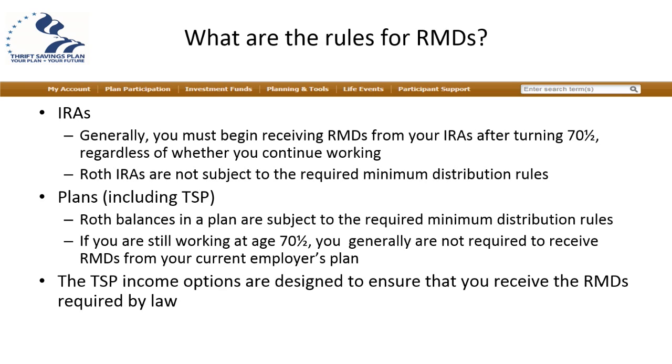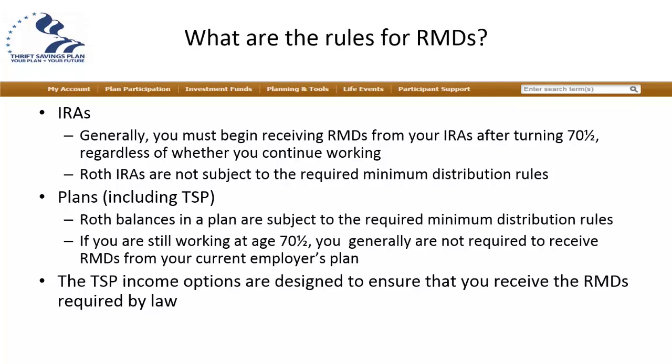Now, Roth IRAs are a big exception to that. Roth IRAs are not subject to the required minimum distribution rules. But for traditional IRAs, those RMDs must start after you attain the age of 70 1/2. A plan does not have to distribute that money to you as long as you continue to work.